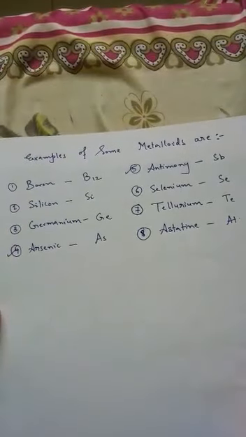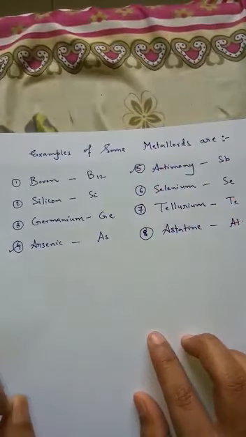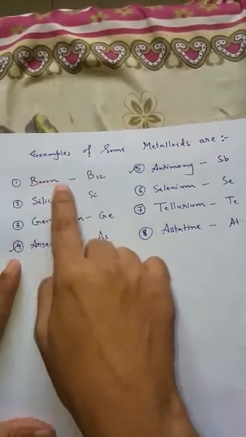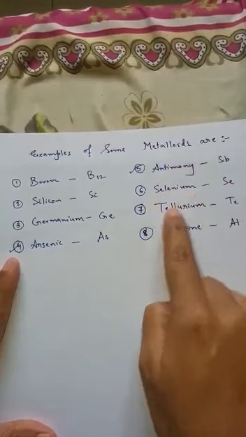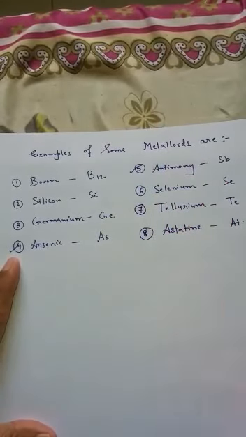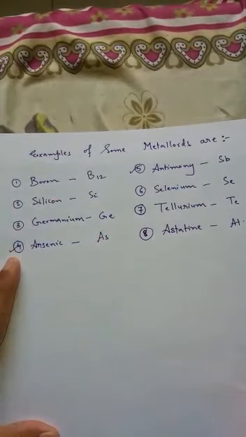Now, apart from that, some elements are classified as metalloids. Metalloids are those elements which show properties of both metals and non-metals. Boron, silicon, germanium, arsenic, antimony, selenium, tellurium, and astatine, okay, are the metalloids. These are the limits of metalloids. Okay.